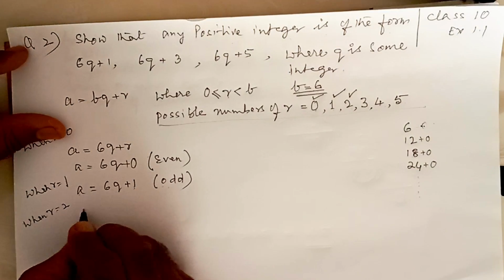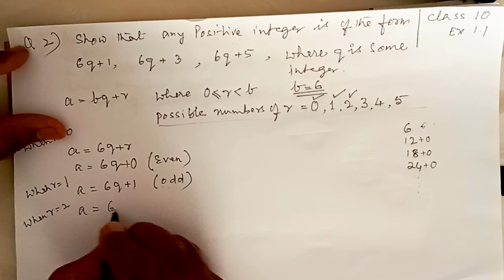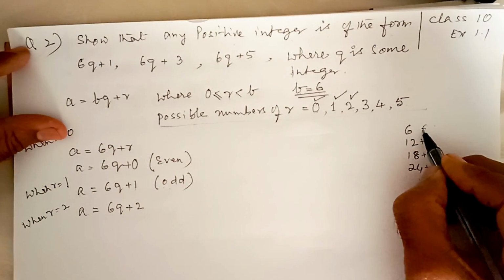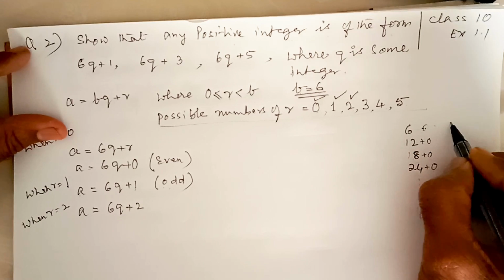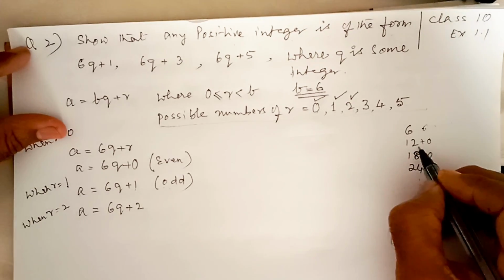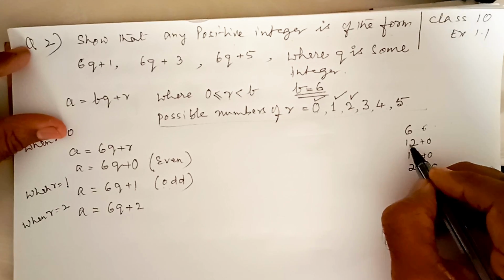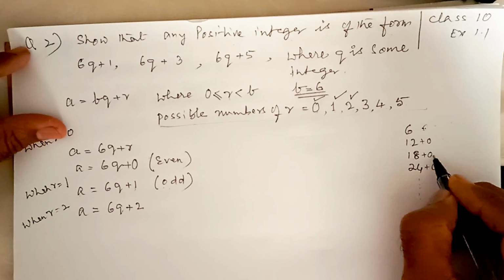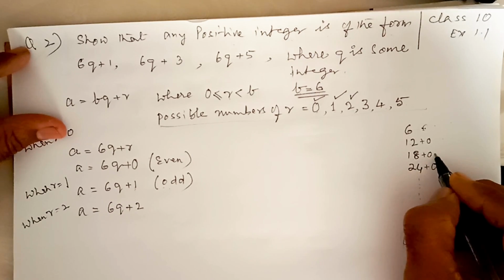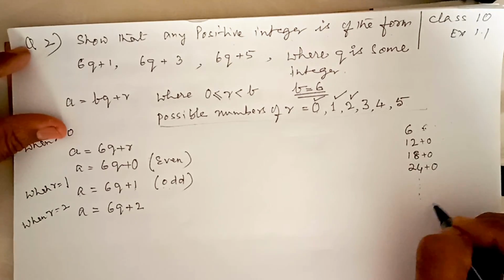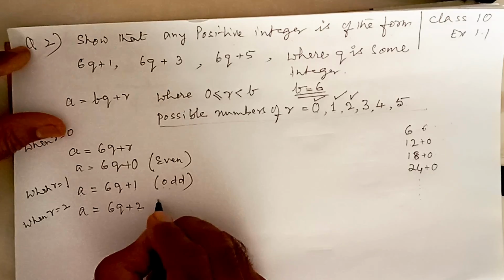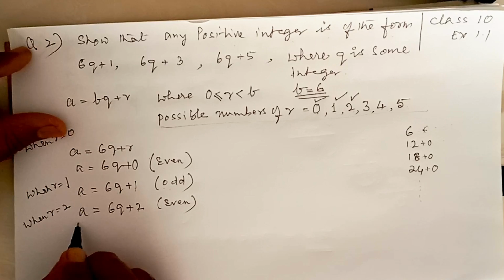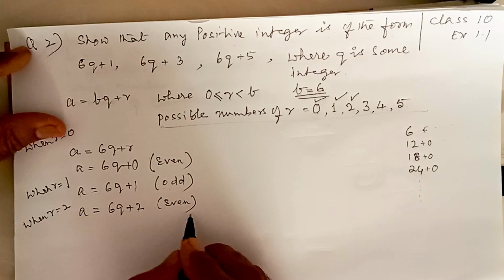So let us go for the third case, when r is equal to 2. Yes. A is equal to 6q plus 2. Adding 2 to 6, you get 8, which is an even number. When you add 2 to 12, that becomes 14, which is an even number. When you add 2 to 18, it becomes 20, which is an even number, likewise. So by adding 2, you get only even numbers. The a becomes an even number.